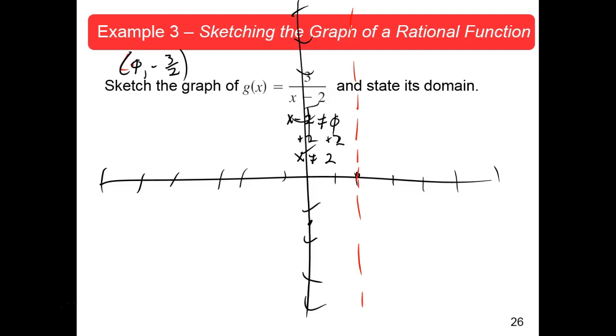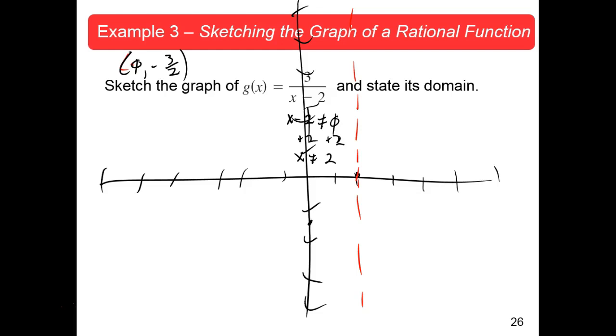X-intercepts. That's where y is equal to 0. What's your y in this case? G of x. That's your y. But that's only 0 when the numerator is 0, right? Is 3 ever 0? No, it's never 0. It can't be 0. So therefore you have no x-intercepts at all. Never going to touch the x-axis.